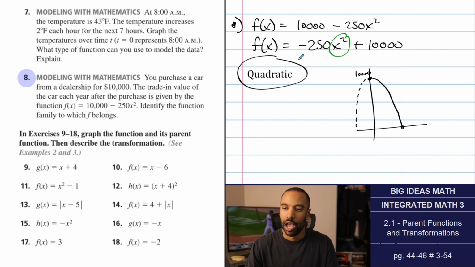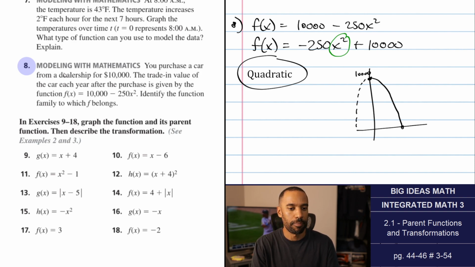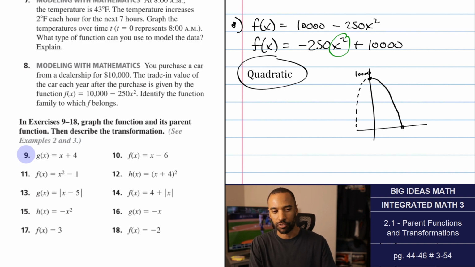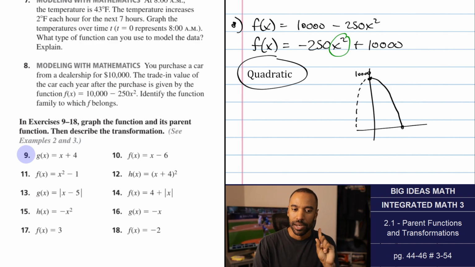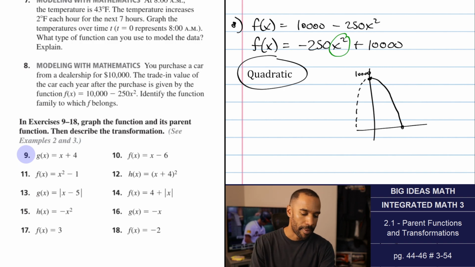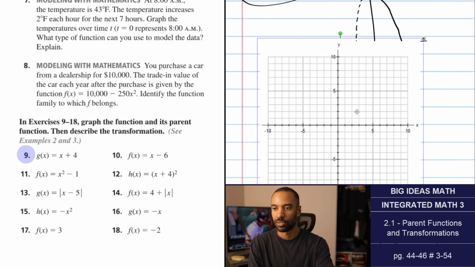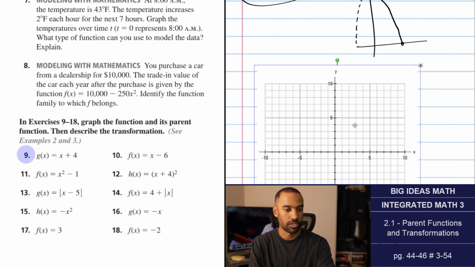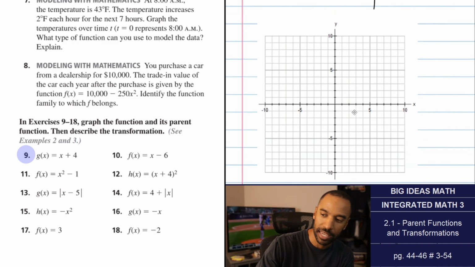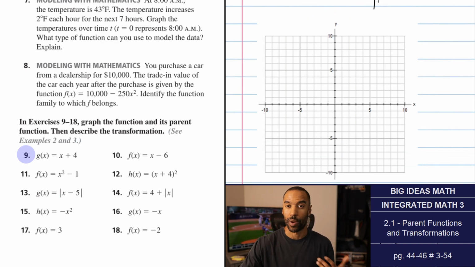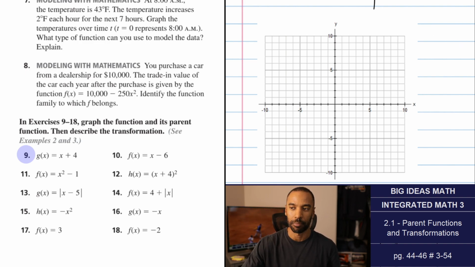We're all done. Okay, let's go to numbers 9 through 18. They say graph the function and its parent function. Then describe the transformation. See examples 2 and 3. Now, I might pre-graph. I'm going to start one right now, just because I see the first one, it's linear. I might get some pre-graphed parent functions ready, so then I can just graph the other one after, and I don't have to re-graph the parent functions each time.